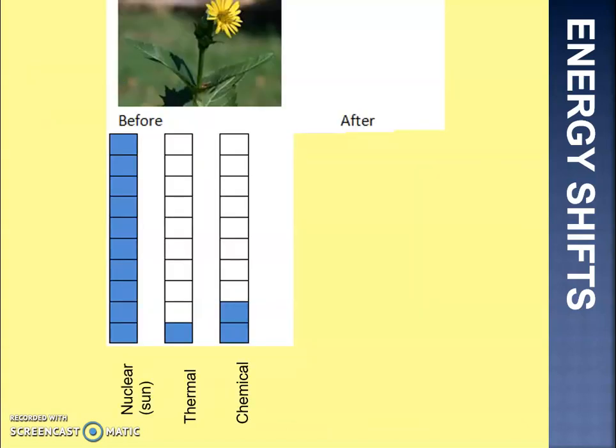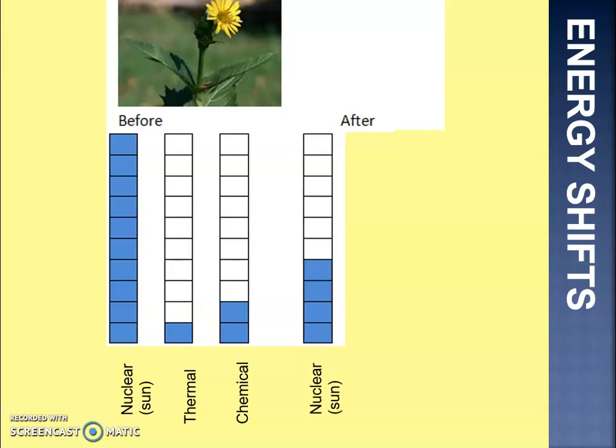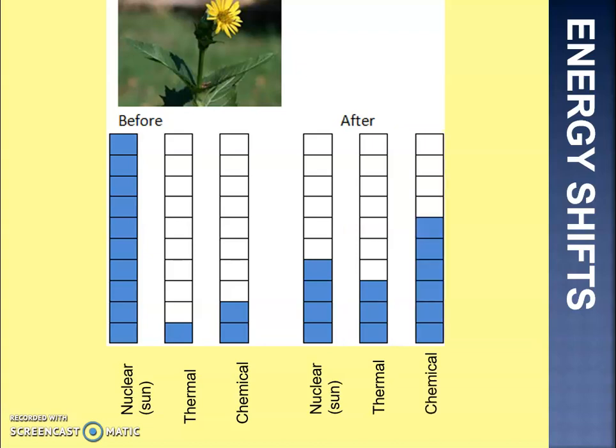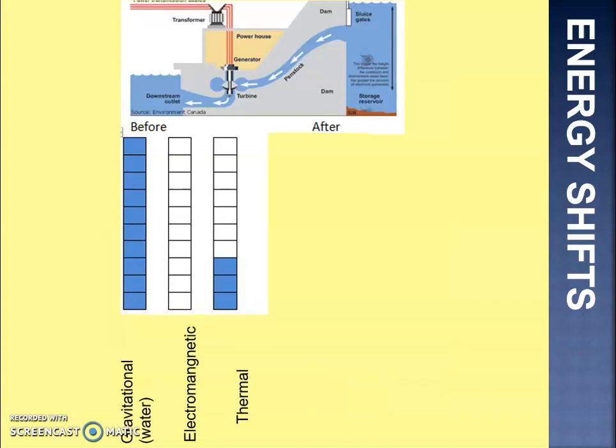What are the energy shifts when a flower's photosynthesizing? Well, we get nuclear energy from the sun. The flower's got some thermal energy and some chemical. Again, once it started, nuclear energy, let's say that's gone down by 6. That means thermal and chemical must go up by 6 in total. If the thermal's gone up by 2, what must the chemical go up by? Goes up by 4. So again, total energy is always the same before and after.